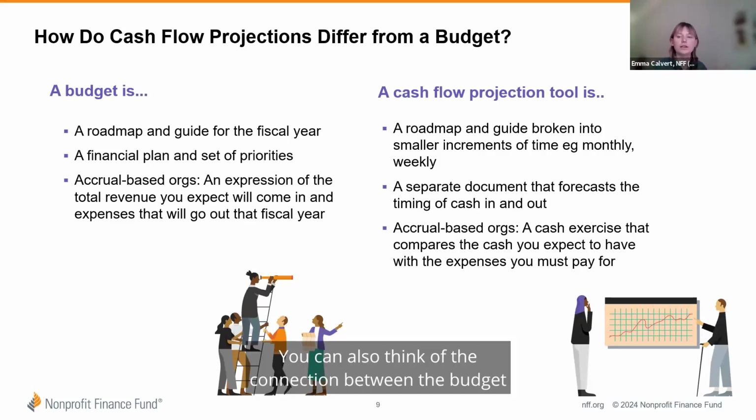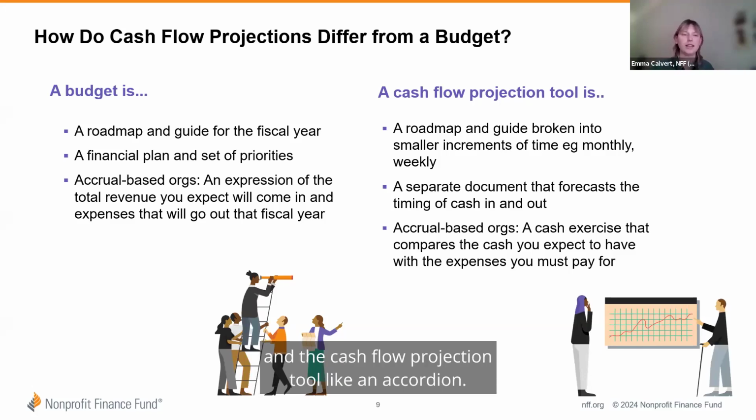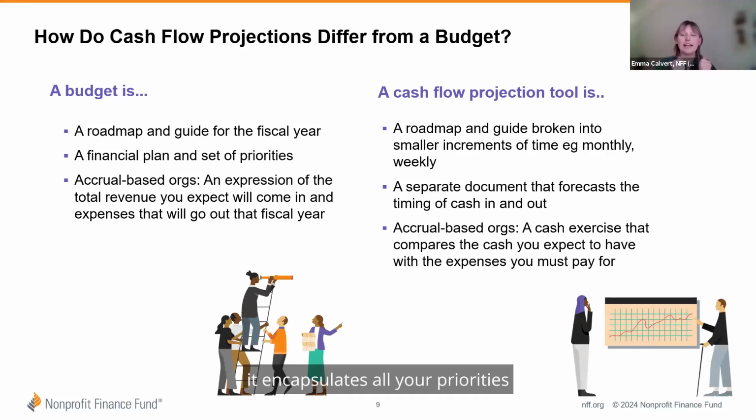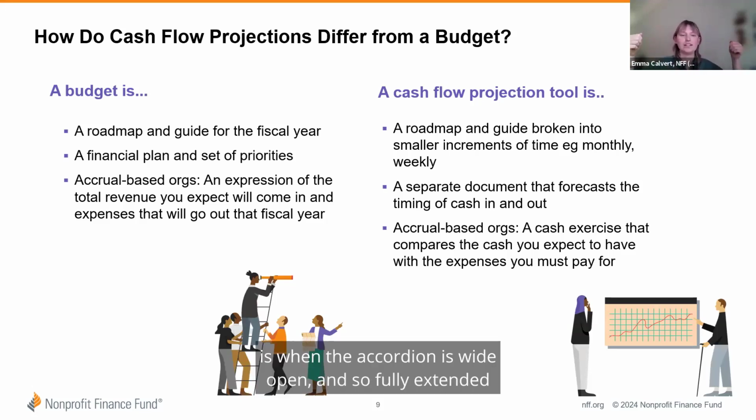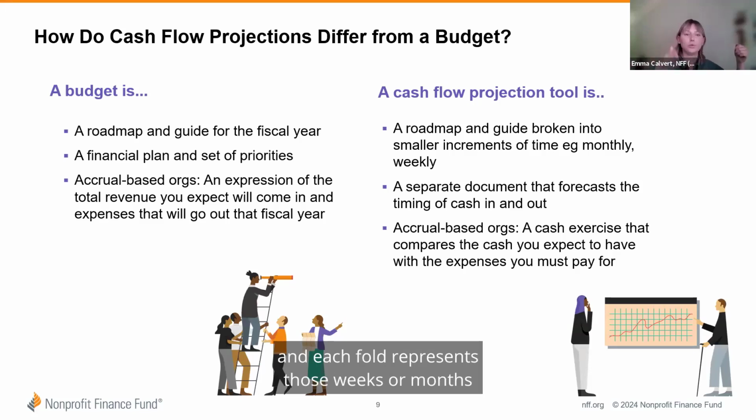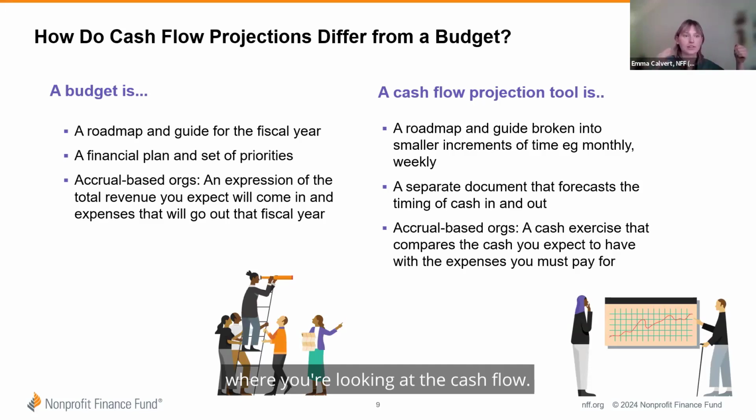You can also think of the connection between the budget and the cash flow projection tool like an accordion. The budget is when the accordion is closed, it encapsulates all your priorities and goals for the entire fiscal year, all clumped together. And then the cash flow projection tool is when the accordion is wide open and fully extended, and each fold represents those weeks or months where you're looking at the cash flow.